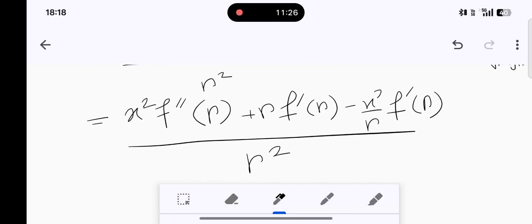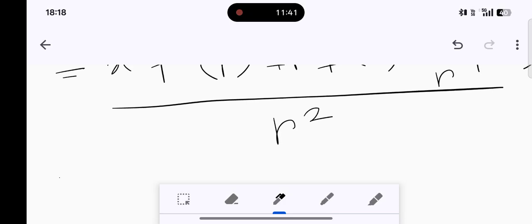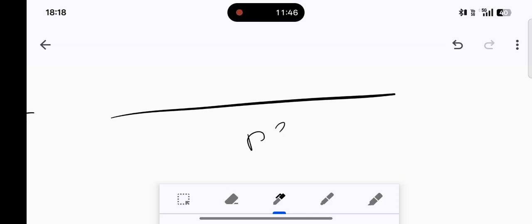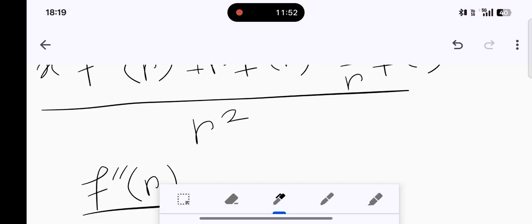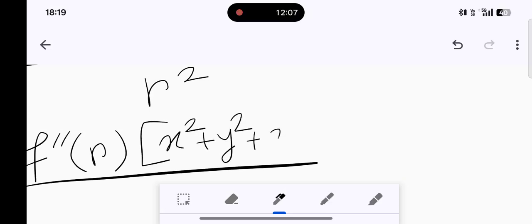When we are differentiating with respect to y 2 times, then we will get the same thing, just we have to replace x as y. Now when we are differentiating with respect to z, then we will get the same quantity, just we have to replace x as z. So I can use the step jump here, which is the denominator will be same, r square. Now at the numerator we will get something like f'(r) into x square, f'(r) into z square, not f', actually it's f double prime, z square.